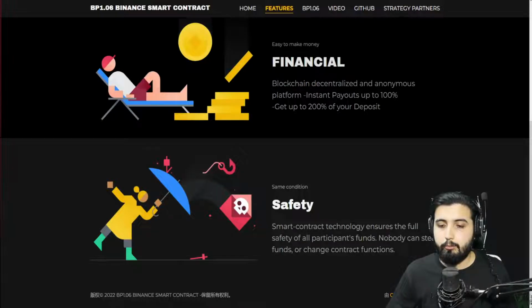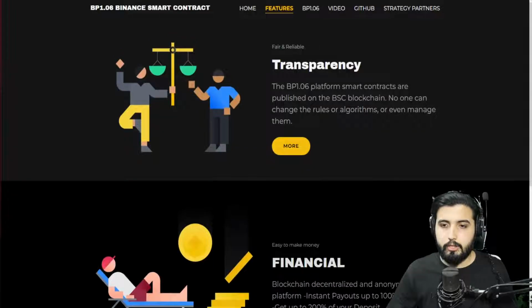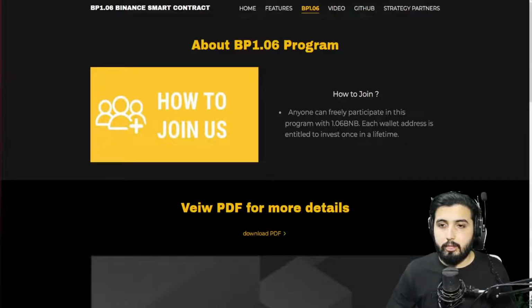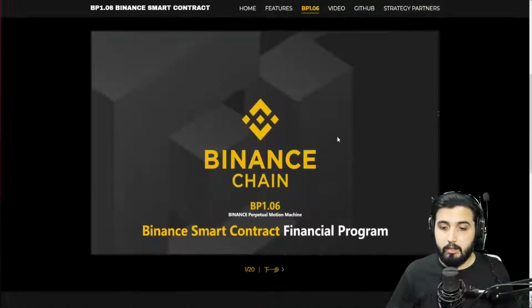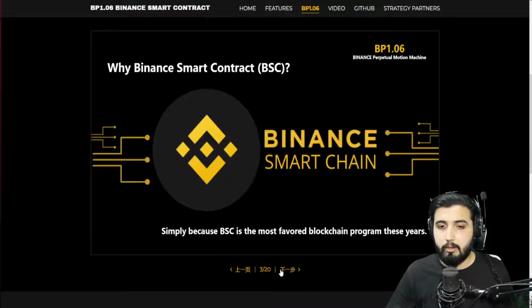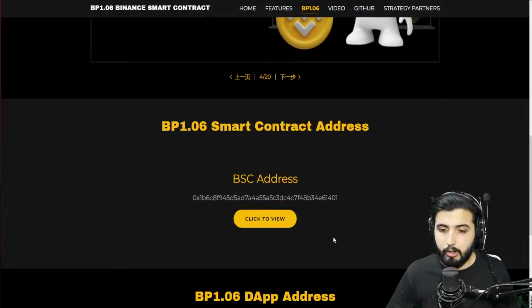Nobody can steal funds or change contract functions, which are the features that we have in this one. And if we come to the BP 1.06, they talk about how to join. It says anyone can freely participate in this program with 1.06 BNB. Each wallet address is entitled to invest once in a lifetime. And we have taken a look at this entire PDF, this entire PowerPoint.